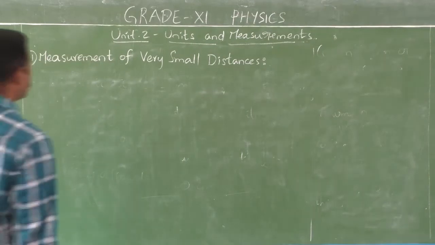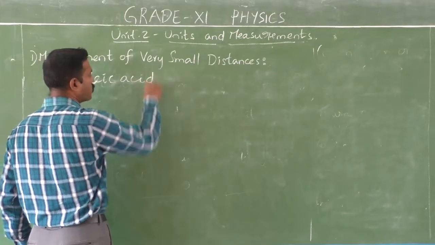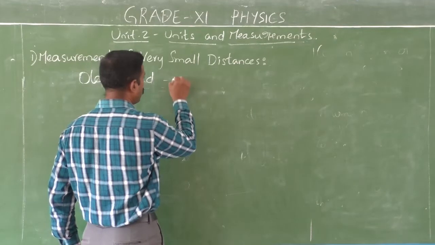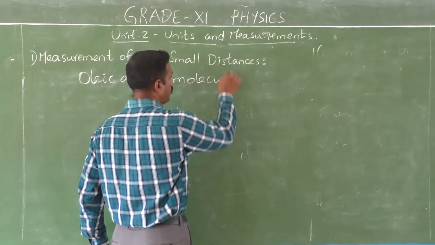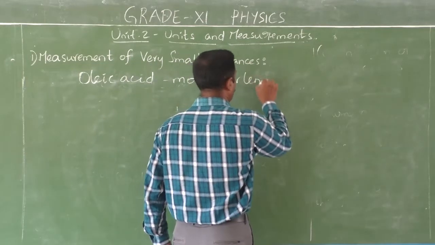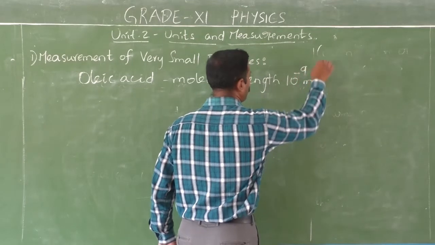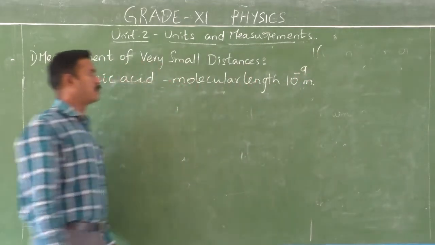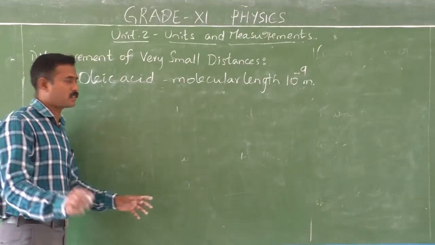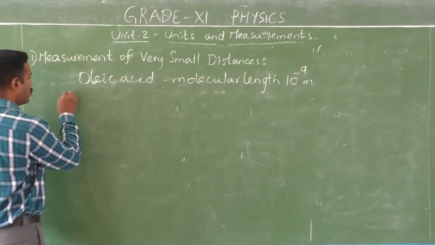We consider oleic acid. It is a soapy substance with a molecular length of the order of 10 power minus 9 meter. So how is this 10 power minus 9 meter witnessed with an experiment? I take oleic acid.